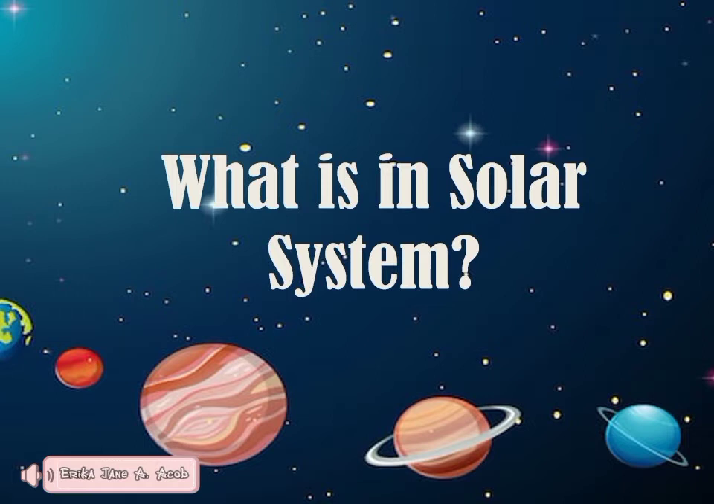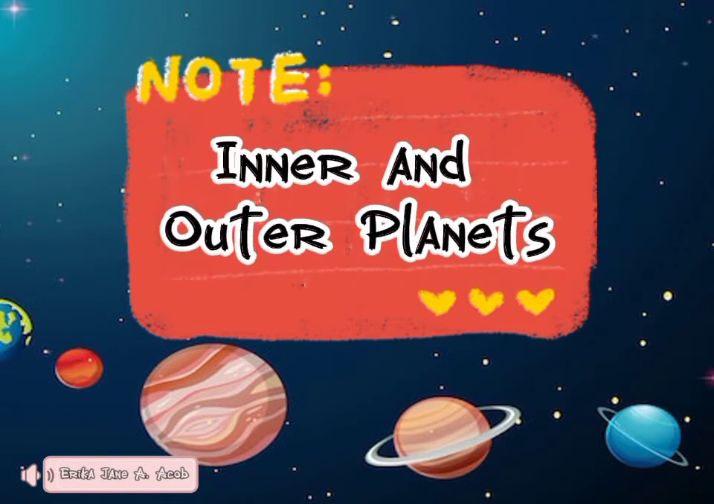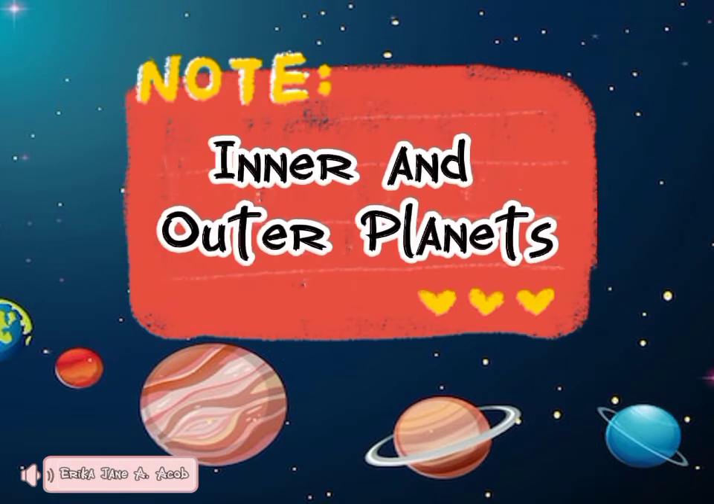And it takes our solar system about 230 million years to complete one orbit around the galactic center, because our solar system orbits the center of the Milky Way galaxy at about 515,000 mph or 828,000 km per hour. In our solar system also, we have the inner planets and the outer planets.